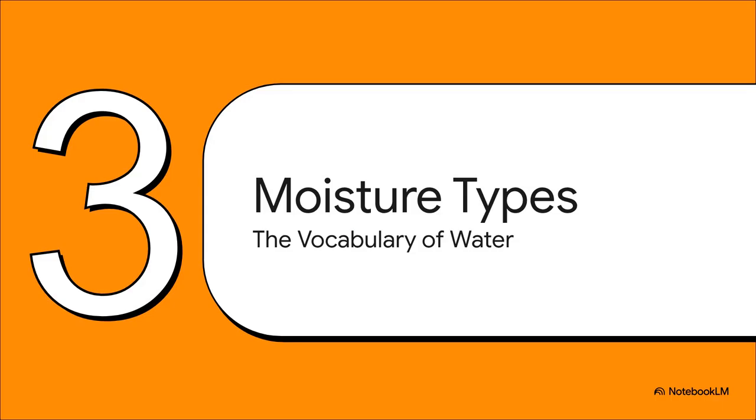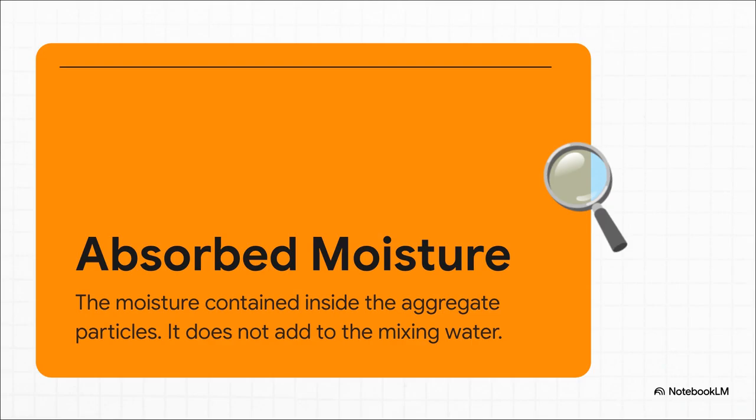Okay, let's dive into the vocabulary. You've got to know these 3 key terms inside and out if you want to calculate and talk about moisture content like a pro. First, we have absorbed moisture. The easiest way to think about this is to picture an aggregate particle as a tiny little sponge. This is the water that's been soaked up inside of it, filling up its pores. And the key thing to remember is this water is locked in. It's not going to become part of the mixing water.